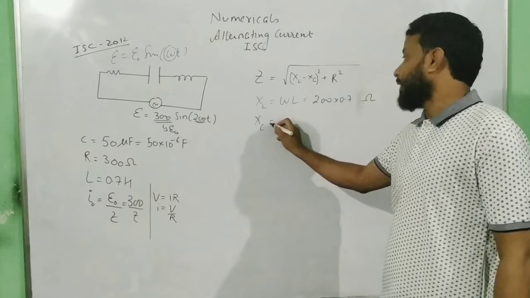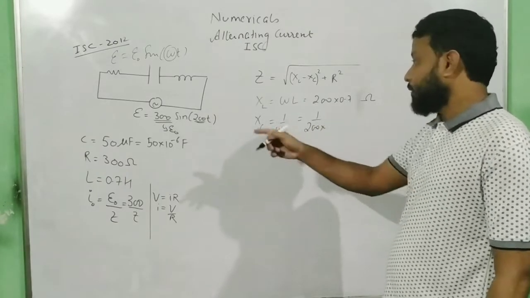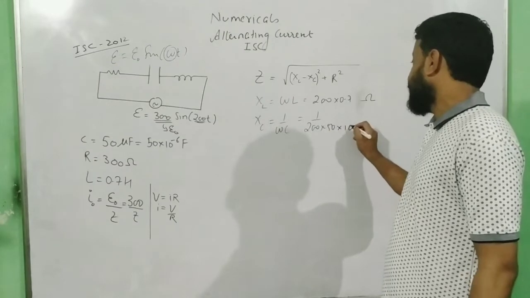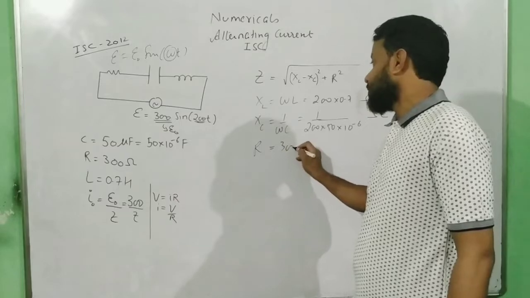Similarly, you find the value of XC. XC is 1 by omega C. That is equal to 1 by 200 into 50 into 10 power minus 6. And this is also ohm. And R is already known to you, that is equal to 300 ohm.